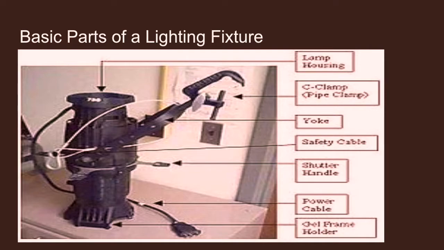Now let's talk about some basic parts of a light. This is an ERS, ellipsoidal reflector spotlight. They are very common in a lot of theaters, and you'll be able to generally get the idea of what parts of the lamp there are.